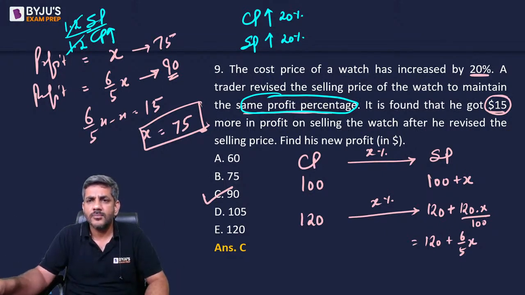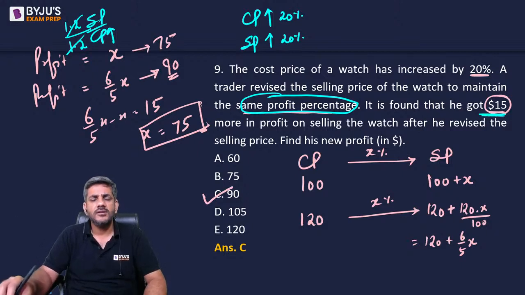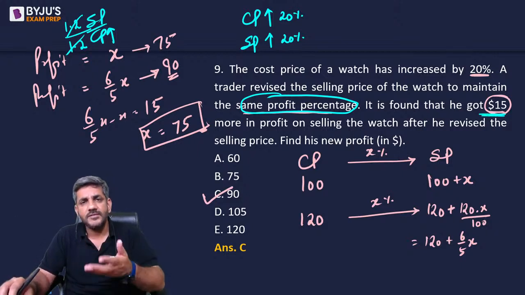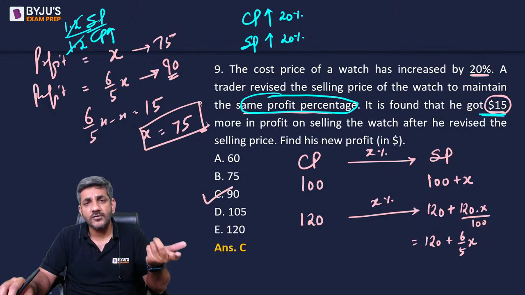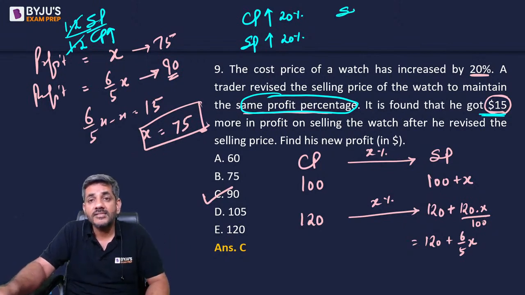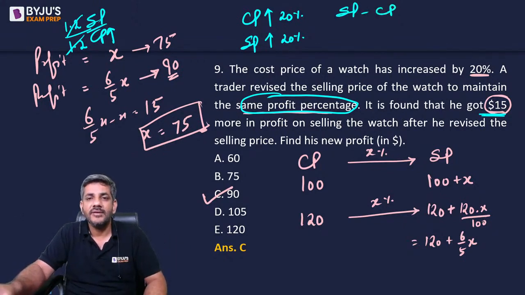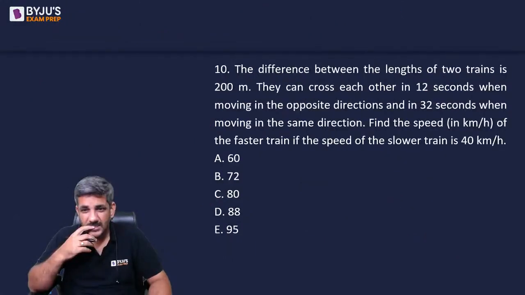You are saying that your profit increased by $15, right? So this $15 should be 20% of the profit. Why? Previously the profit was SP minus CP. Now the profit is 1.2 SP minus 1.2.